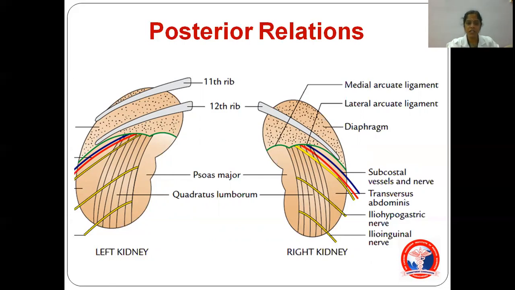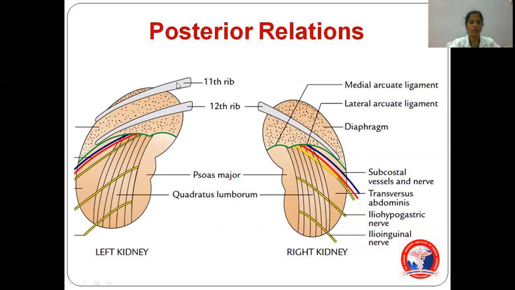Okay, so when you see here, this is the right kidney, this is the left kidney. The upper part of both kidneys will be related to the diaphragm. The lower part will be related to three muscles. From medial to lateral, we have the psoas major, quadratus lumborum, and also transversus abdominis. Okay. Then see the ribs. The right kidney is related only to the 12th rib.